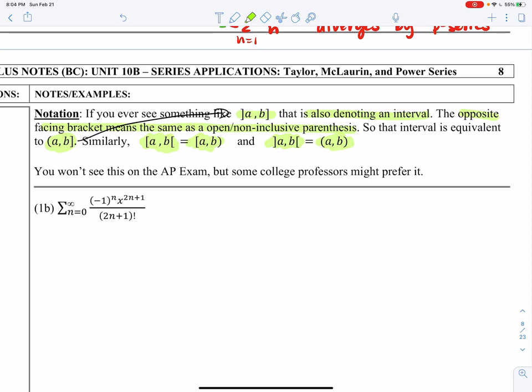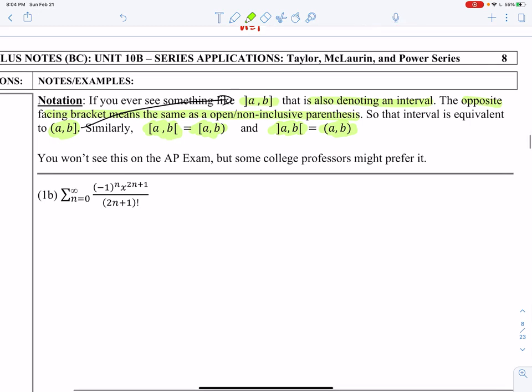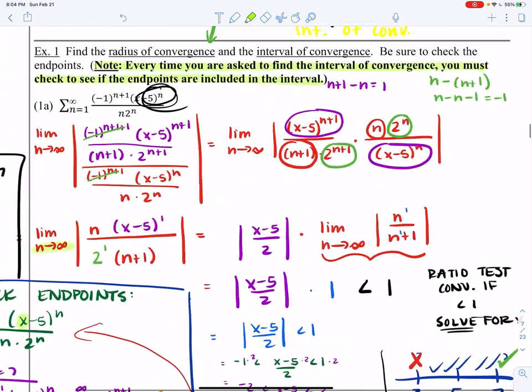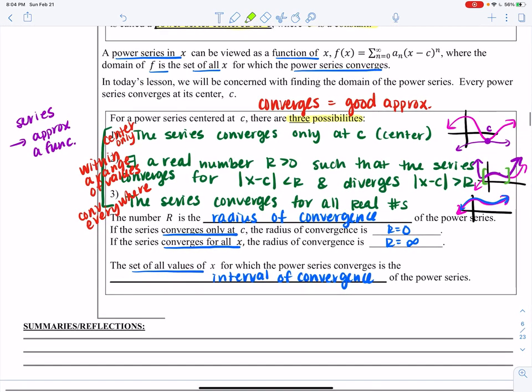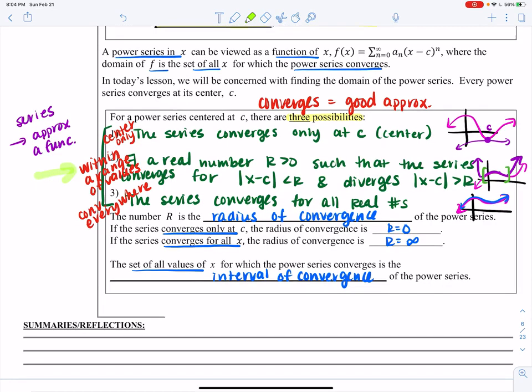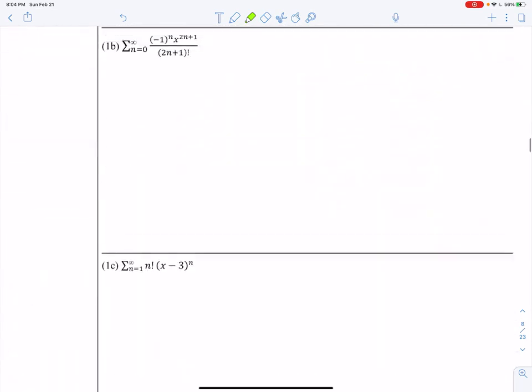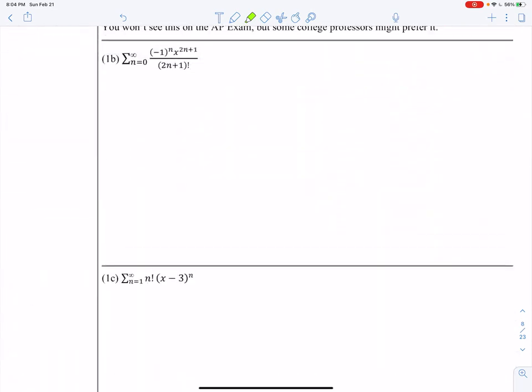So I want to do another one with you. Don't worry, this one's not as long. In fact, these are the other two cases. As you can probably guess, I'm going to go through all 3 of the cases. So that was the one where we were case 2 and the series converged within an interval. So what will the other 2 look like? You will always start with a ratio test.